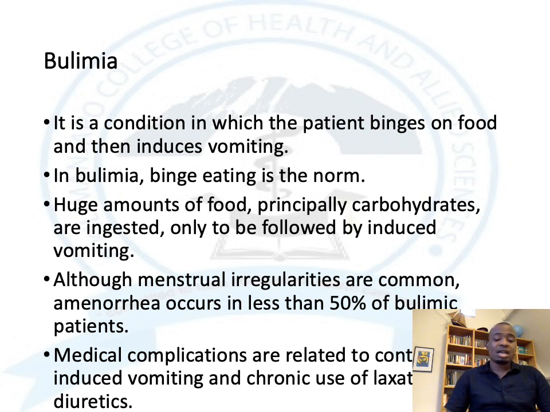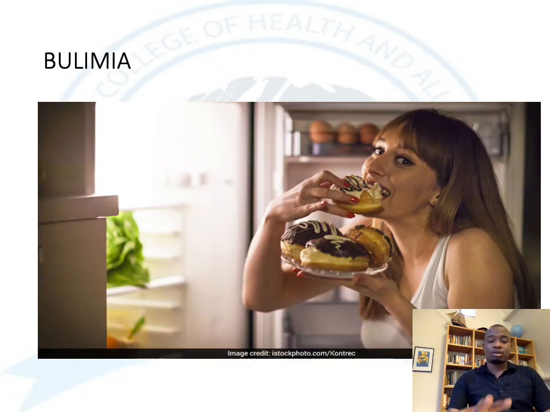Bulimia, as I said here, is a condition in which patients binge on food and then induce vomiting. In bulimia, binge eating is the norm. They eat a lot. Huge amounts of food, principally carbohydrates, are ingested only to be followed by induced vomiting. Although menstrual irregularities are common, amenorrhea occurs in less than 50% in bulimia. There are medical complications related to the induced vomiting and chronic use of laxatives and diuretics. So you see the ladies taking a lot of food, and finally they may end up having some other problems.